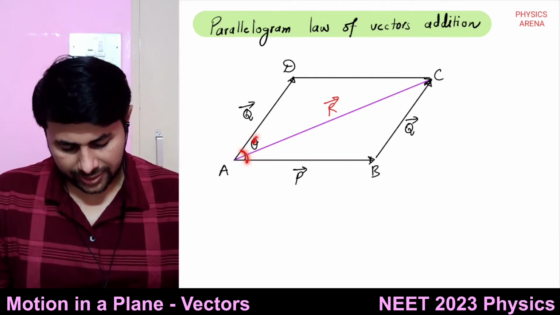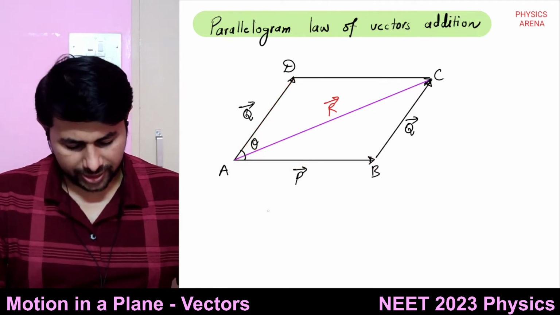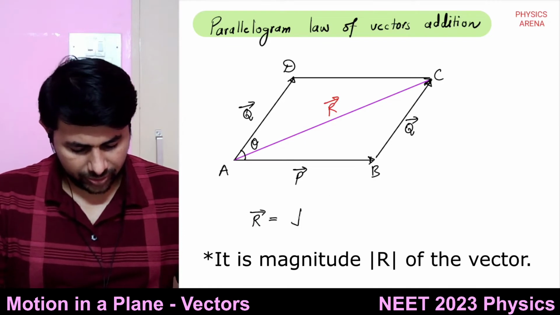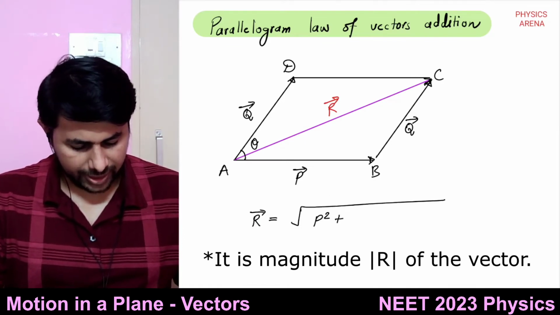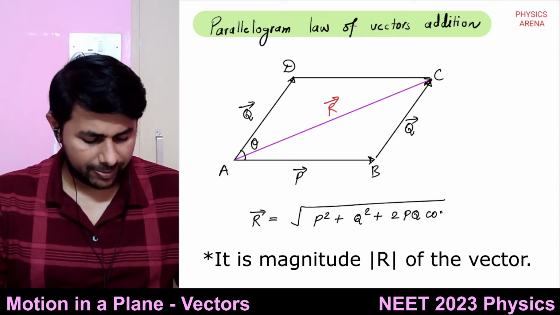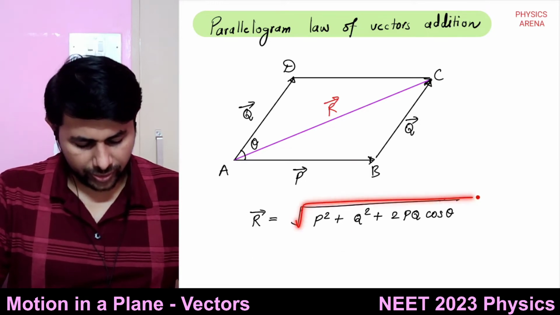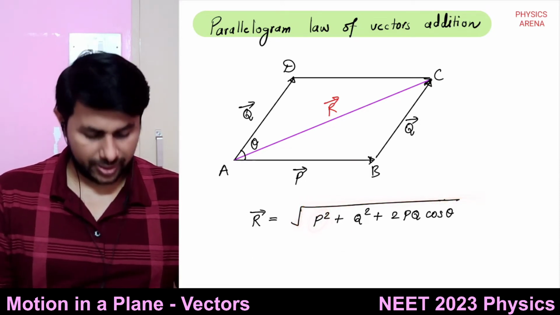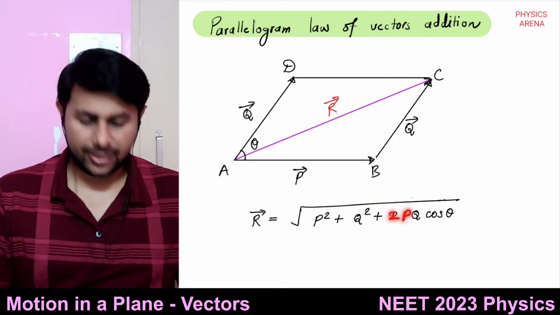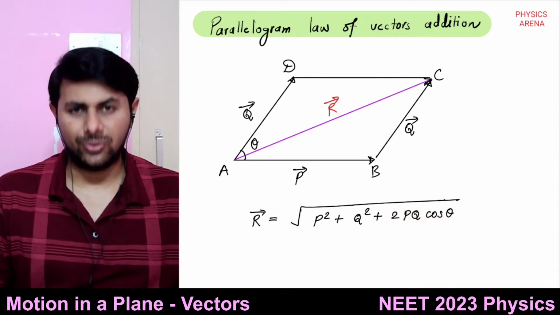Okay, so theta is the angle between p bar and q bar. Then the magnitude of the resultant is given as square root of p square plus q square plus 2 times p multiplied by q multiplied by cos of theta. So it is the square root of magnitude of first vector square plus magnitude of second vector square plus 2 times the magnitude of first vector multiplied by magnitude of second vector multiplied by cos of the angle between the two vectors.